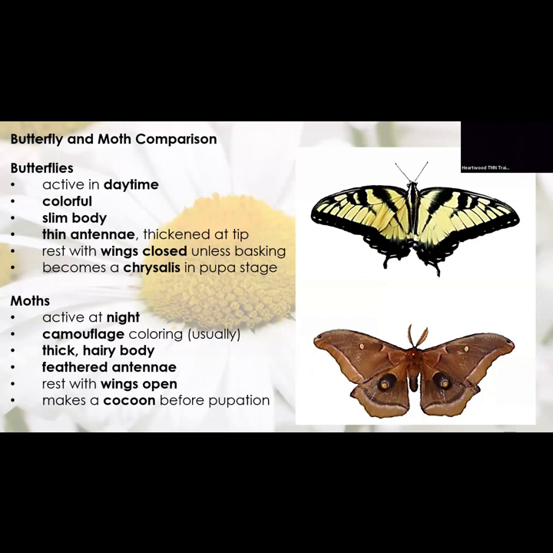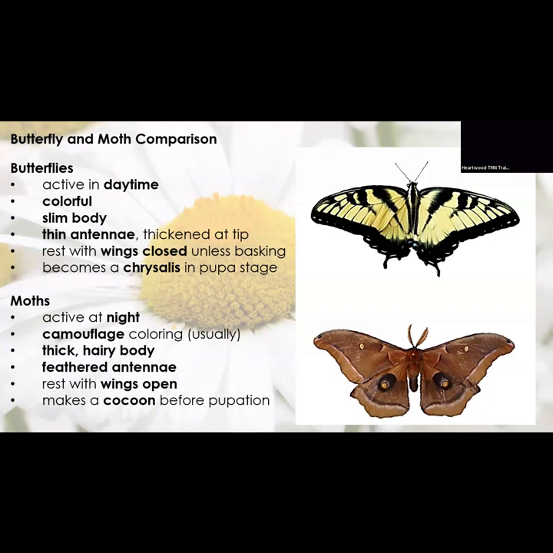Butterflies, though, have a slim body. Moths have a nice, chunky, stout body. Butterflies will have thin antennae. Moths usually have feathered or filiform antennae, so a lot more prominent. And that's because moths tend to be out at night, so they've got to use them basically for radar, more or less.